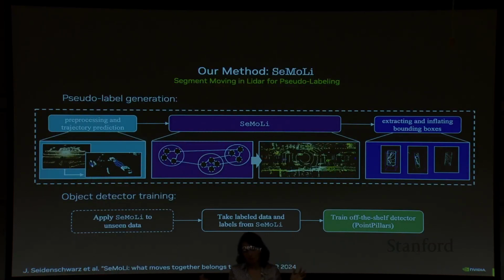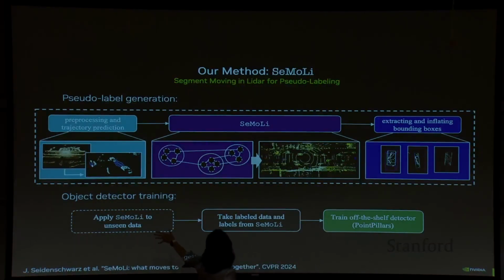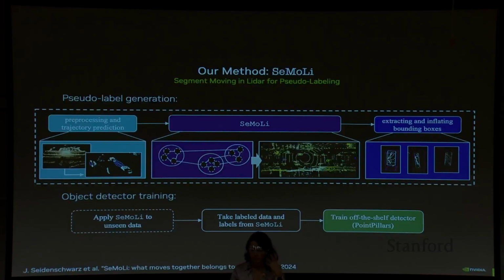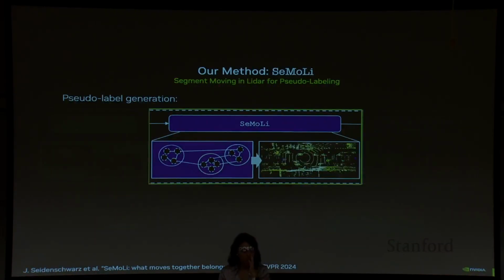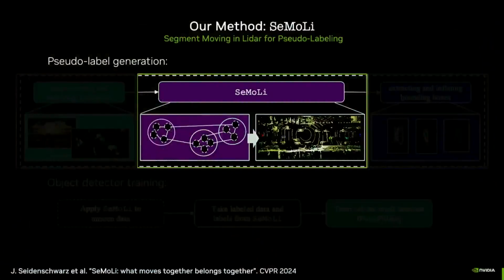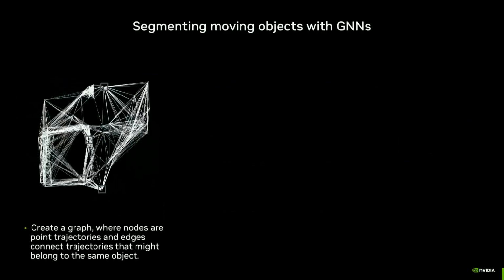The object detector training, again, there's no secret here. We're going to apply our method to unseen data. We're going to take this data as pseudo-labels, and then we're going to train an off-the-shelf detector. So a little bit the same idea as before. Okay, what's happening with the clustering method? I think this is the special part, right? We don't really want to do this manually. We have some baselines on how to do this with DBSCAN in the paper.